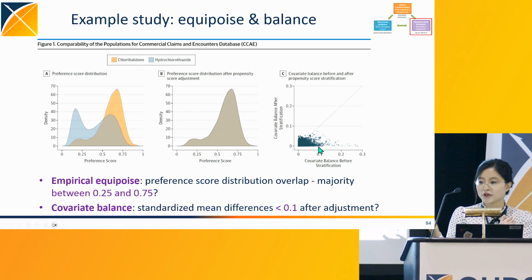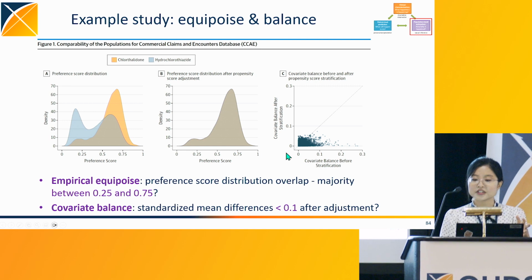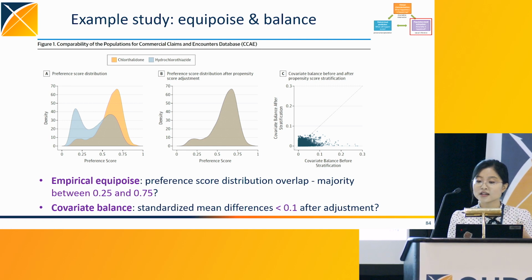So typically those can run really high, but on the y-axis, we are plotting covariate differences after applying propensity score adjustment strategies. In this case, stratification, we would typically like to see that those dots are really low, meaning that differences between the two cohorts are now quite low after adjustment.